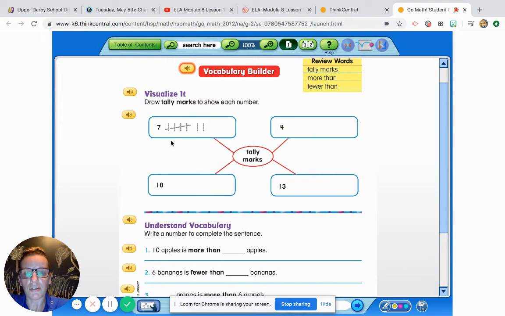Tally marks I showed you are little lines until you get to 5, then we put a diagonal line. So this is for 7, 1, 2, 3, 4, 5, 6, 7. You're going to draw tally marks to represent 4, 13, and 10. Remember, every time you get to 5, you put a diagonal line. So if you get to 6, 7, 8, 9, those will be single lines. Then when you get to 10, you do another diagonal line. So every time you get to 5, you do one.